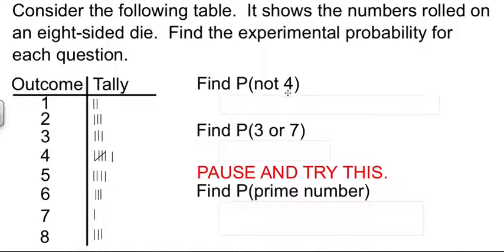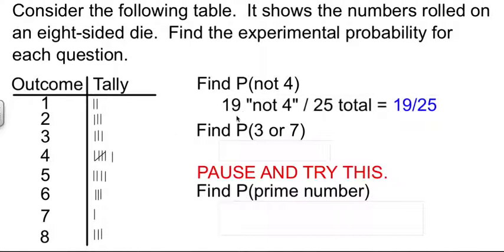I want to know the probability of not getting a 4. Well, there are 19 if you count those all up. There are 19 of them that are not 4 out of the 25 total rolls. So that probability would be 19 over 25. The probability of getting a 3 or a 7: there's 3 3s, and there was 1 7, so it's 4 out of 25.